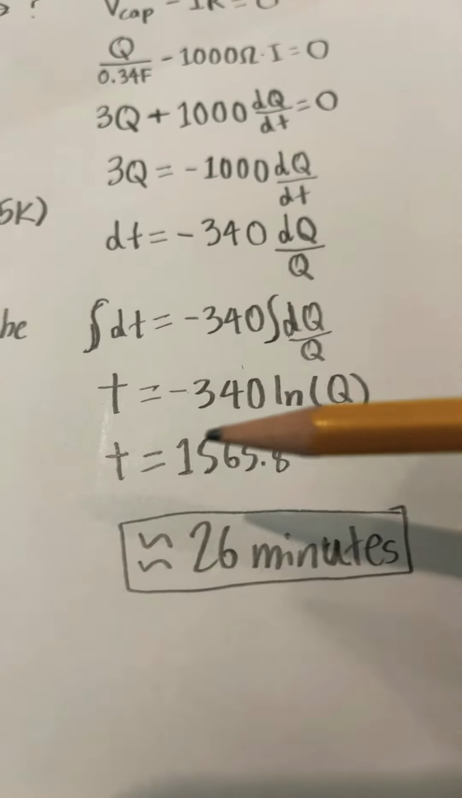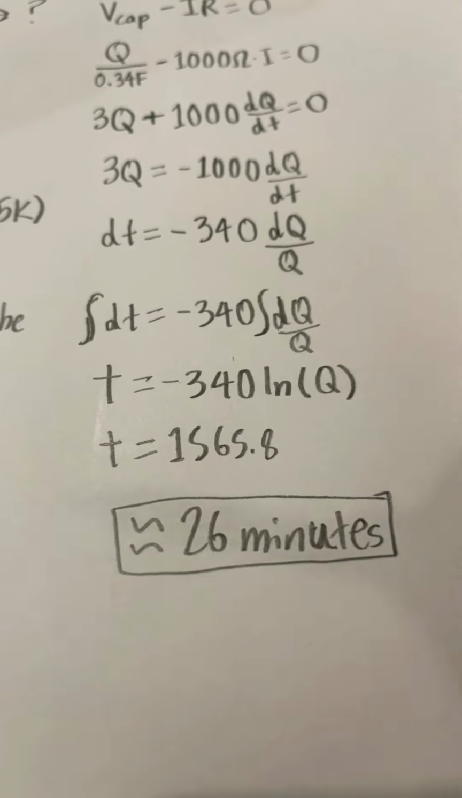If we now solve for the time t, where the charge on the capacitor will reach 1% of its initial value, we get that t equals 1565.8, which is about 26 minutes. So it's clear that Steve's lava chicken is still the most efficient way to cook chicken.